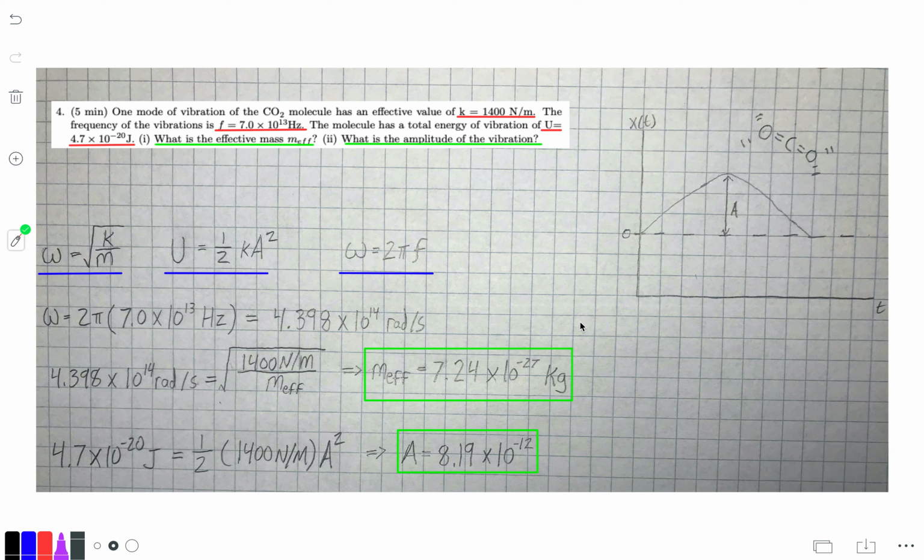Hello everyone. In today's video we're going to be talking about Physics 252 Week 5 Problem 4. In this problem we are asked to use our knowledge of simple harmonic motion to deduce a few things about a vibrating CO2 molecule.